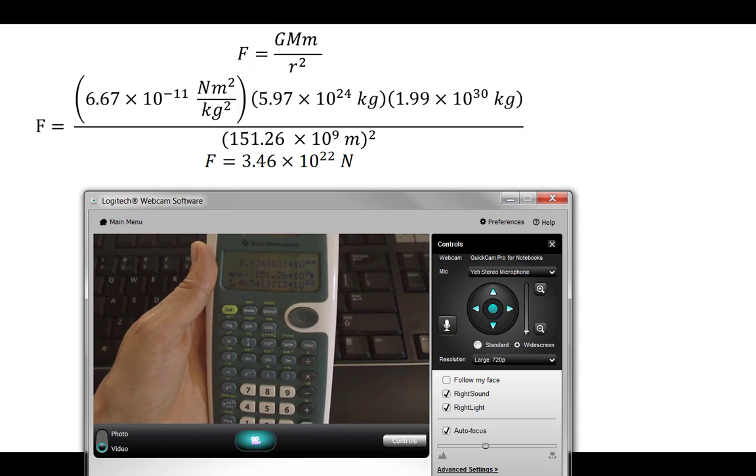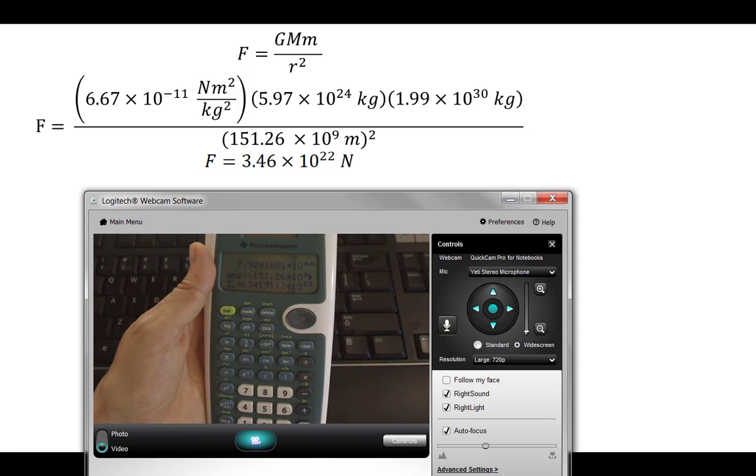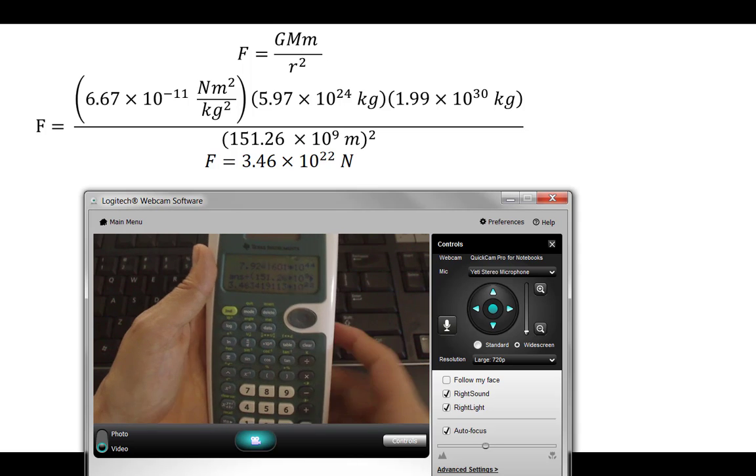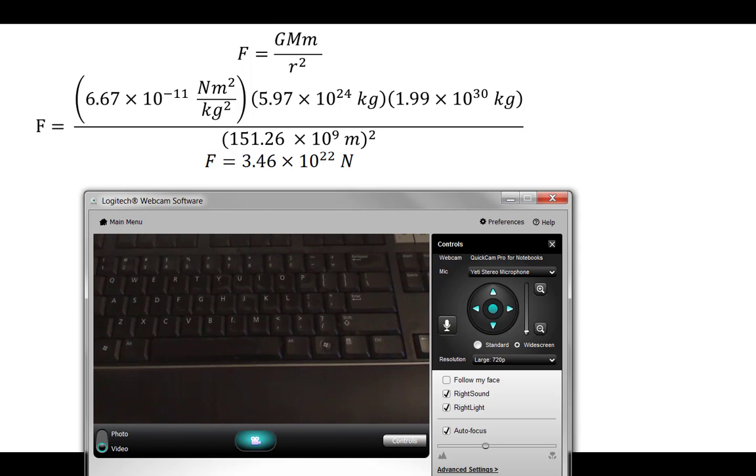And you can see that it's still a TI. It's the same brand of calculator, but the way it's manipulated and the way it's used is very different. So it's very important for you to know how to use your calculator for this class.